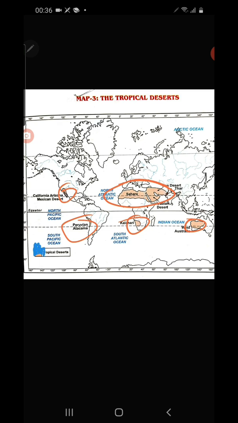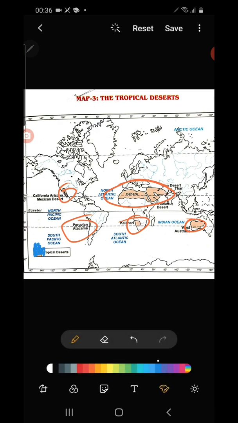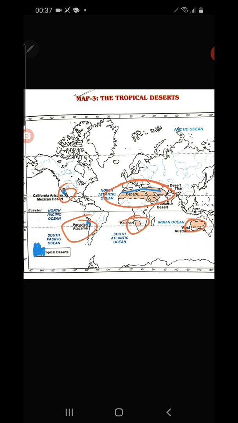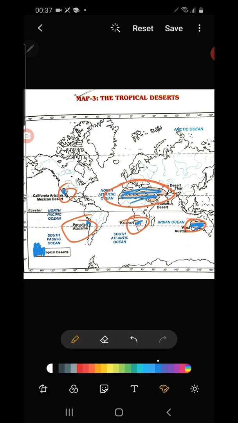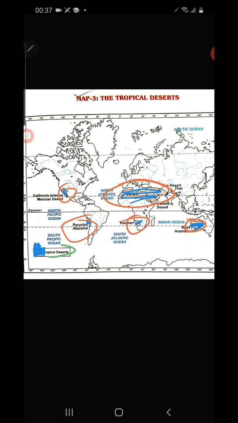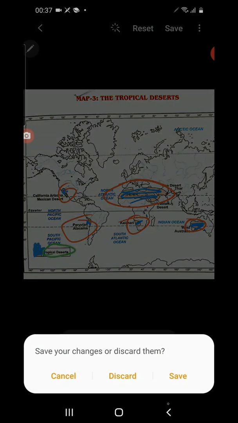Then the same color should be used in all these places wherever it is. Then you also have to fill this box with the same color, and you need to write here exactly as tropical desert. So understood?